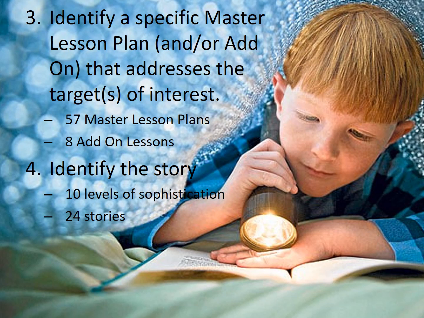Then, of course, once you've gotten that far, you just need to pick out a story. And remember, there are 24 total stories, and there are 10 levels of sophistication. The classic stories only have 2 levels of sophistication, A and B, but the blitz stories have all 10 from A to I. Okay, that's all I got for you on the materials.